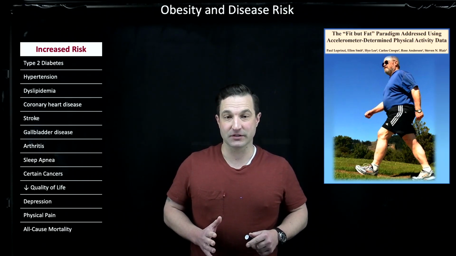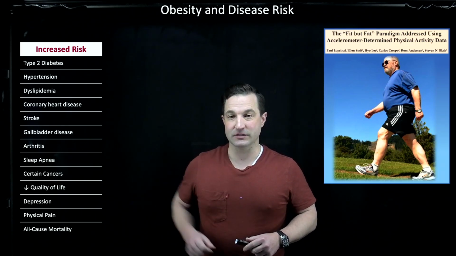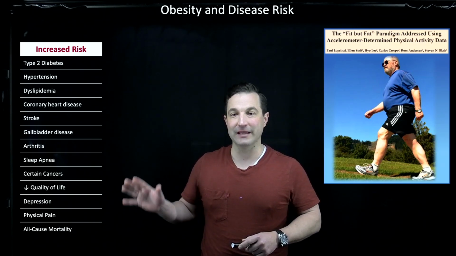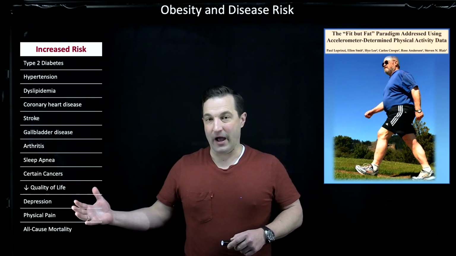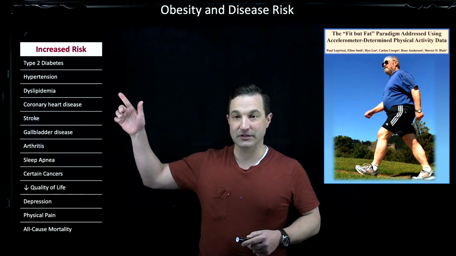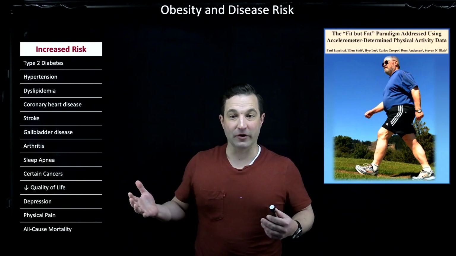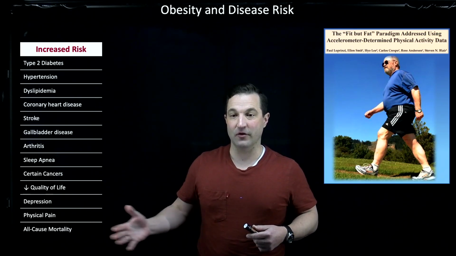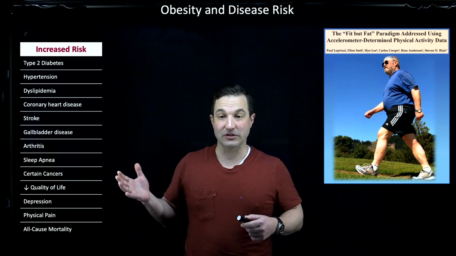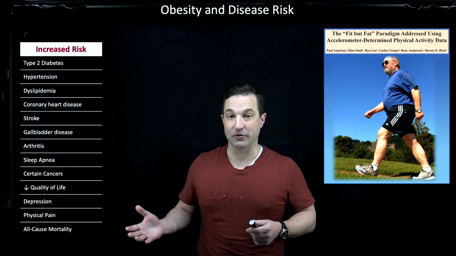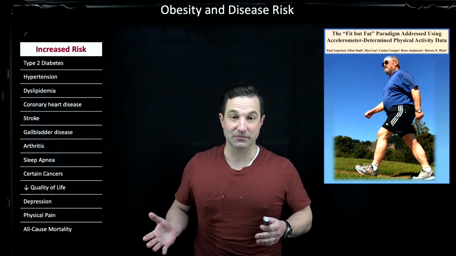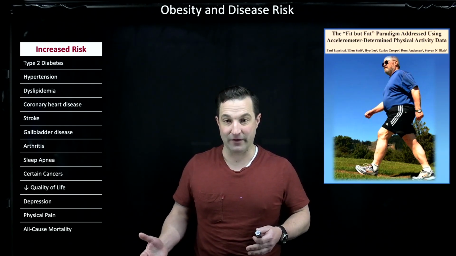In this lecture we're going to be talking about the relationship between obesity and disease risk. If we look over here in this table, we can see a number of different conditions that are related to having higher body fat percentage and obesity overall: type 2 diabetes, hypertension, dyslipidemia, coronary heart disease, all the way down to things we don't necessarily think about, like psychological conditions of depression, also general physical pain, and at the bottom here, a really important one, we see a relationship between obesity and all-cause mortality.